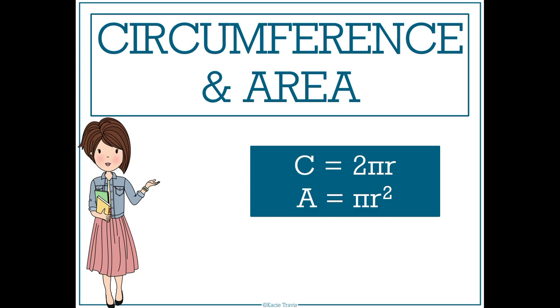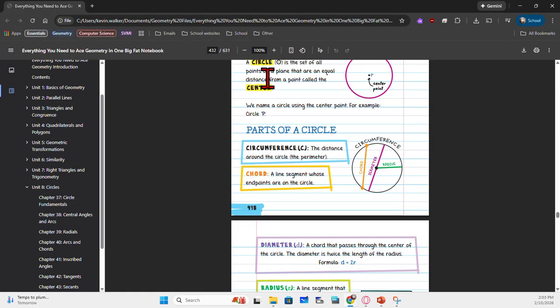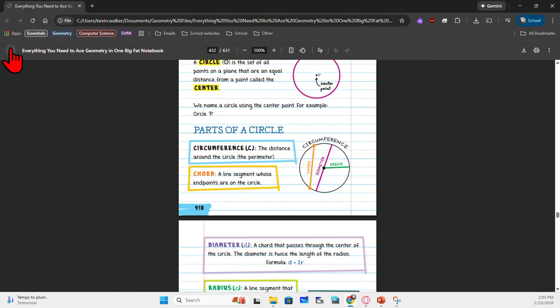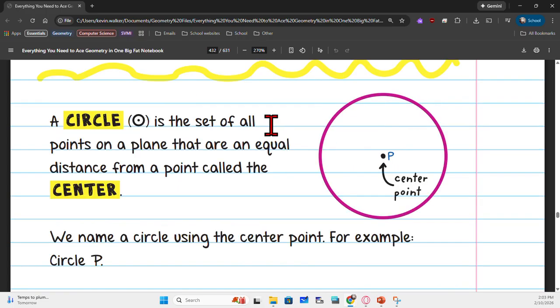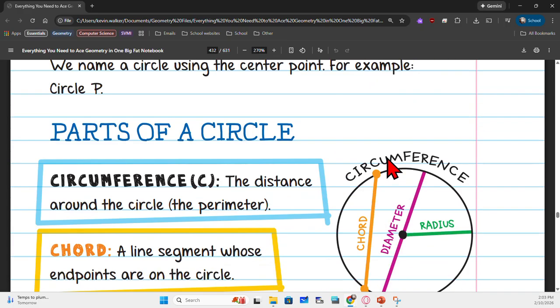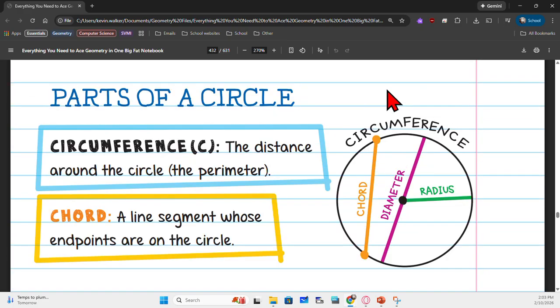Okay, so here's a good one. When we're taking a look at a circle, this is from our reading assignment that you guys are going to see later this week. A circle is a set of all points on a plane that are the same distance, equidistant, from the center point.